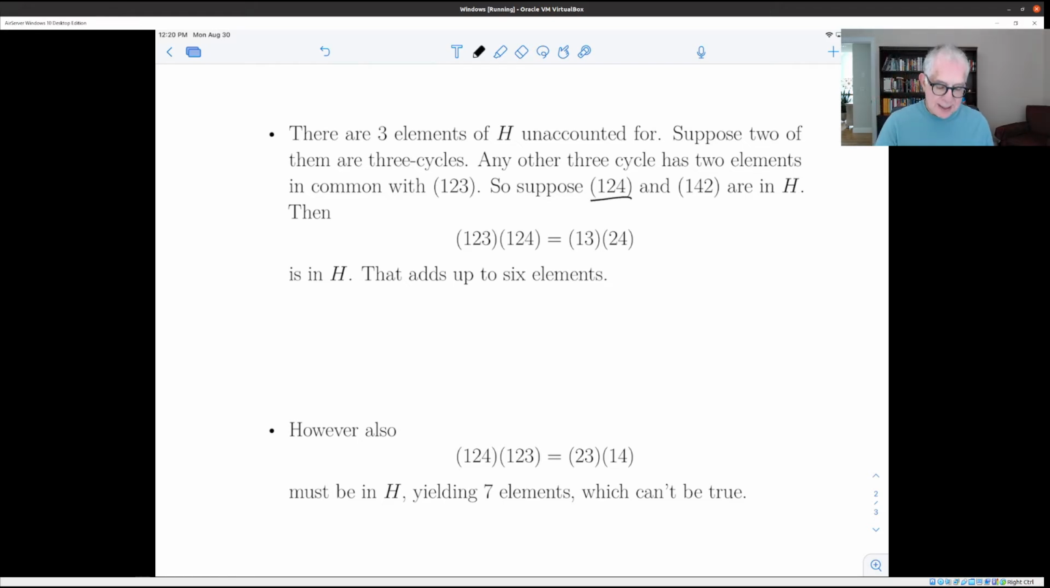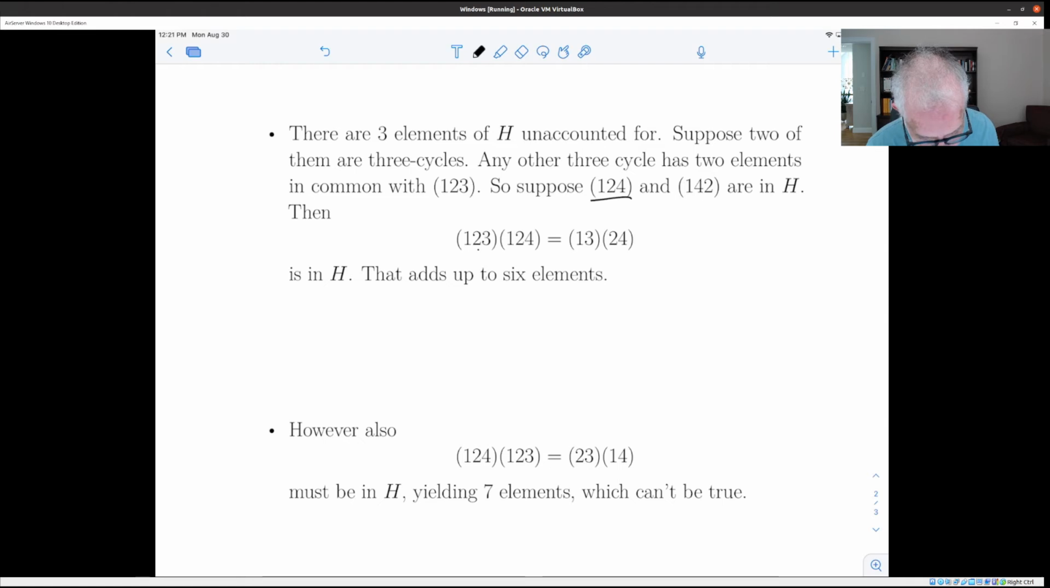Any other 3-cycle, if you look at (1 2 3), the other 3-cycles are gotten by either changing the 1 to 4, the 2 to 4, or the 3 to 4. So they're going to have 2 things in common plus a 4, so it doesn't really matter which example we pick. So suppose (1 2 4) belongs to H. Well, again, it comes with its inverse. If (1 2 4) is in H, then its inverse (1 4 2) has to also be in H. But if (1 2 4) is in H and (1 2 3) is in H, then the product of those 2 things has to be in H.